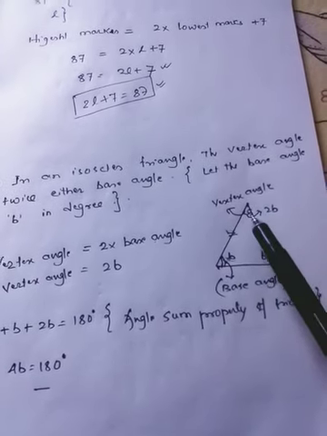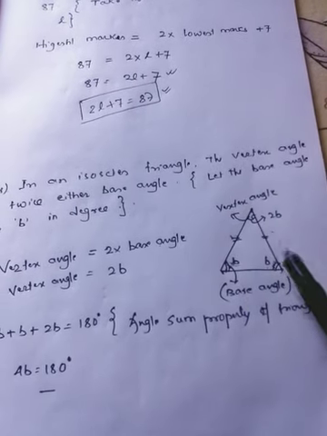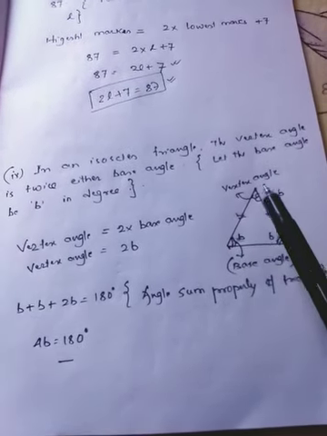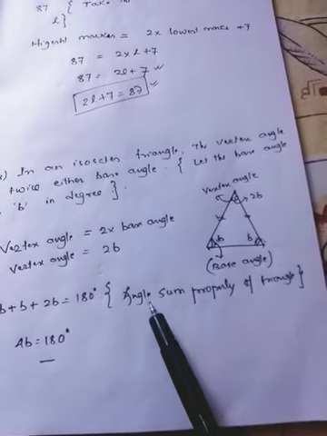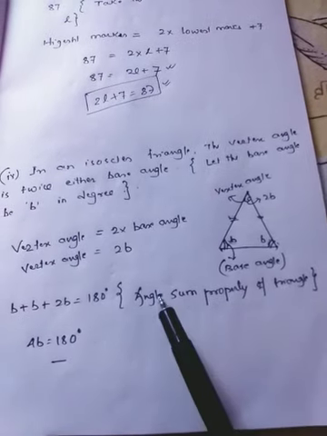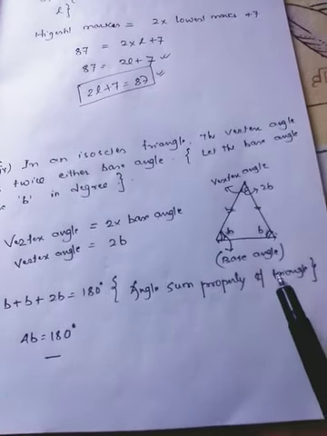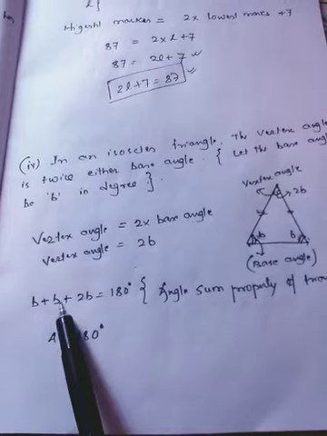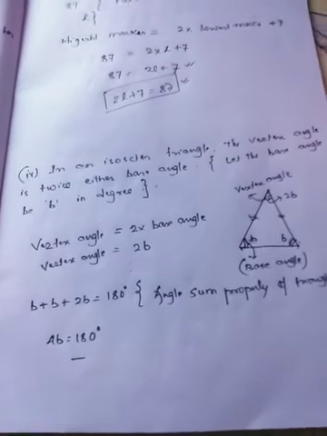Now as we know, the sum of all the interior angles of a triangle is what? 180 degrees, isn't it? So this is what I have written, B plus 2B is equal to 180 degrees. See what reason I have given? Angle sum property of a triangle. Or you can write that the sum of all the interior angles of a triangle is 180 degrees. This also you can write. Now add up all this. B plus 2B is what? 4B. 4B equals 180 degrees. So this is your required equation.